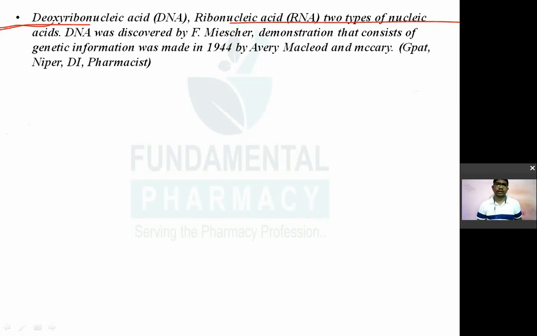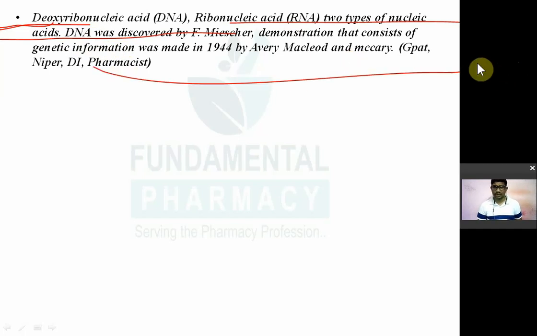These two are the main important nucleic acids. Now, DNA was discovered by Frederick Miescher. Remember, DNA was first discovered by Frederick Miescher. Then it was demonstrated by carrying out one experiment that DNA is the genetic material. तो DNA पहली बार जिसने डिस्कवर किया था उसका नाम है फ्रेडरिक मिशनर. डीएनए में जेनेटिक इंफॉर्मेशन होता है, ऐसा डेमोन्स्ट्रेट किसने किया? The experiment was carried out in 1944 by Avery, MacLeod and McCarty. So they demonstrated that DNA consists of genetic information.